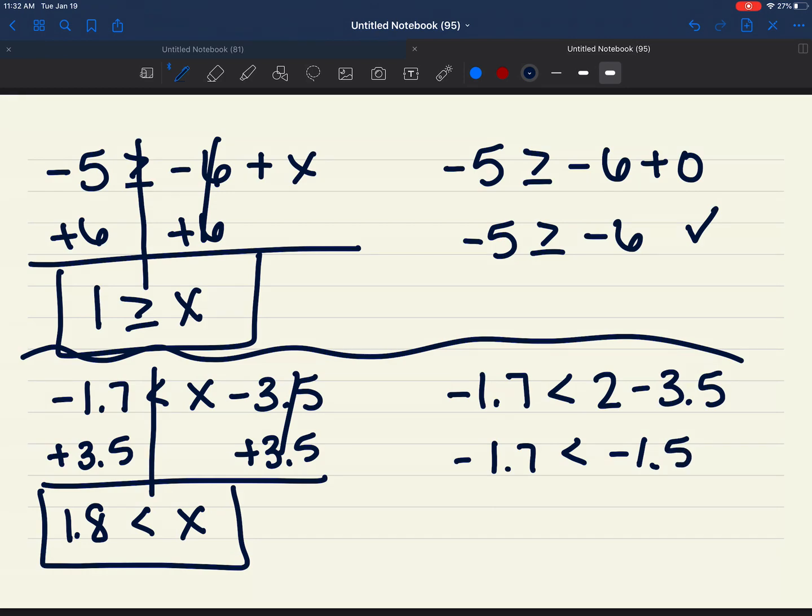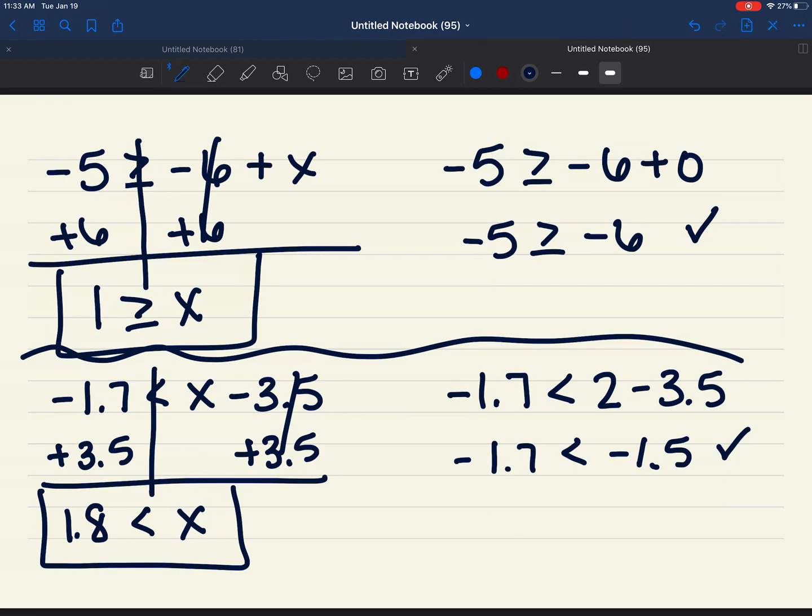Jack, what's 2 minus 3.5? Probably negative 1.5. Is negative 1.7 less than negative 1.5? Yes, it is, okay? Now, here's the hard part with decimals and fractions, you guys. You have to be a little more careful on your check because you need to know. Like, obviously, with whole numbers, we're pretty good. Sometimes we get confused with fractions and decimals, so just be careful, okay?